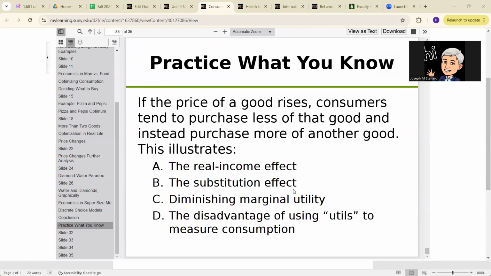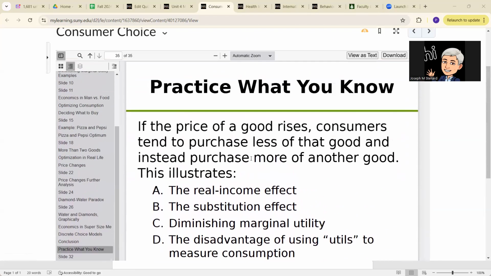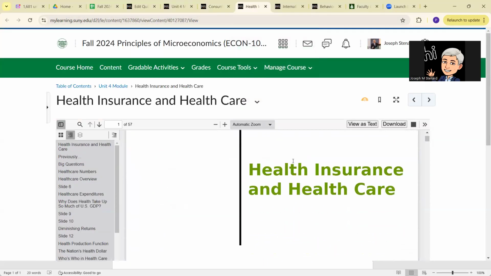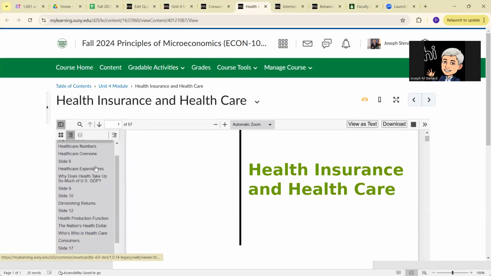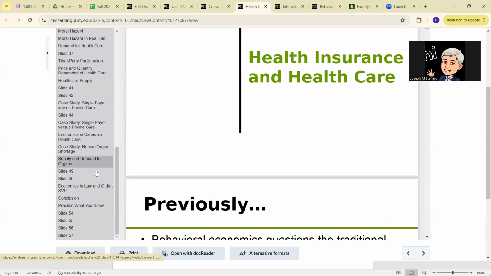And so that's called the substitution effect because you're purchasing one thing for something else. And that would be how you would answer that question. Now, the next chapter is health insurance and healthcare. And likewise, you could go through all of those. And I recommend that you do review all of those PowerPoints.